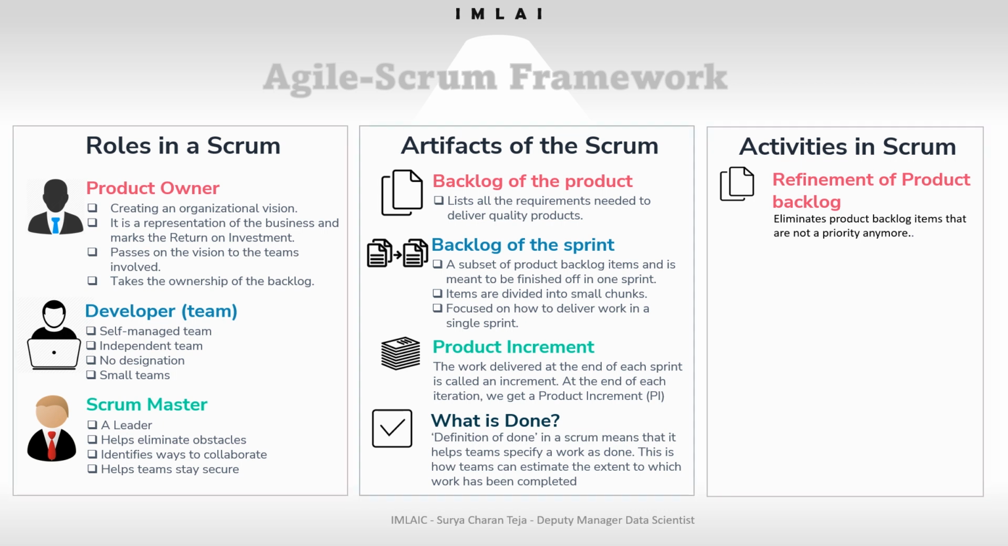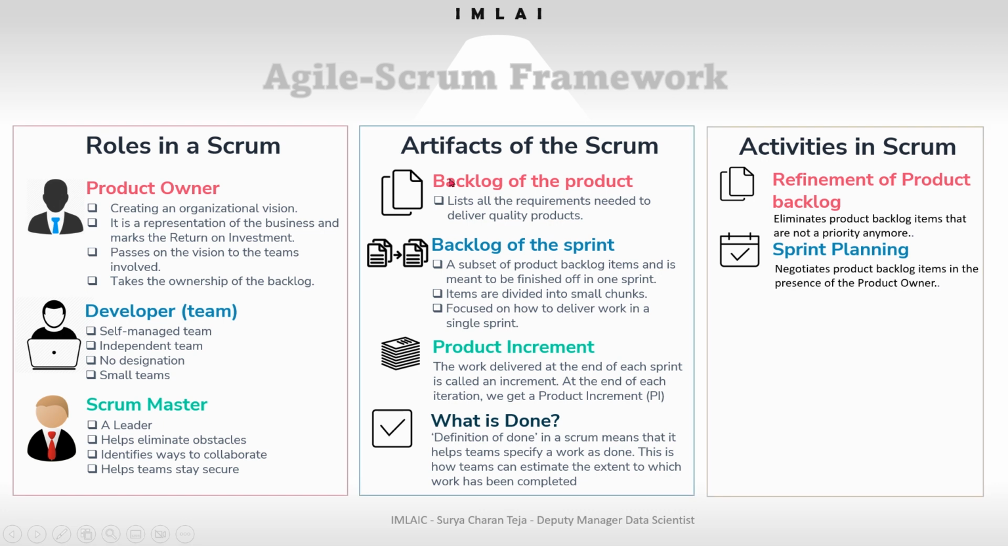So based on that, we have sprint planning, or planning a sprint. Planning a sprint means negotiating product backlog items in the presence of the product owner. Here you can see the roles in Scrum: you have the product owner, the developer team, and then the scrum master.